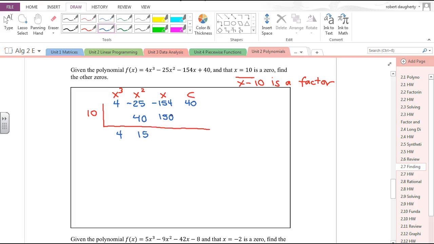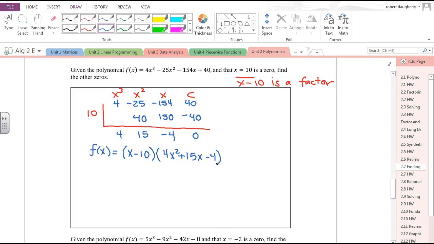What's negative 154 plus 150? Negative 4. What's 10 times negative 4? Negative 40, and that is 0. Okay, so that means that x minus 10 is a factor. We already knew that. So f of x is, what are the factors right now that I know? What's the first factor that I know? X minus 10, and then how do I read that bottom line? Yeah, 4x squared plus 15x minus 4.